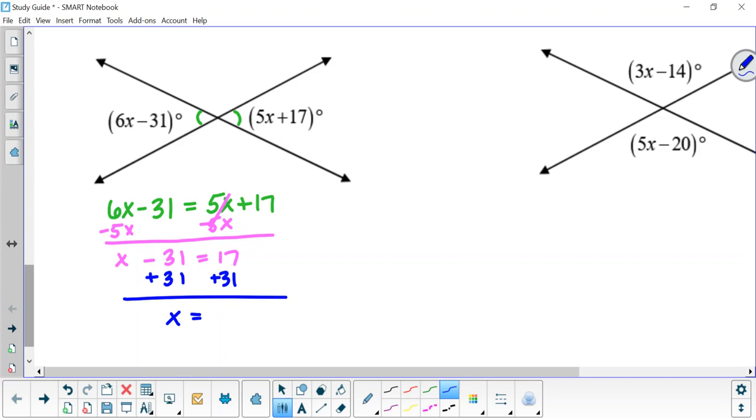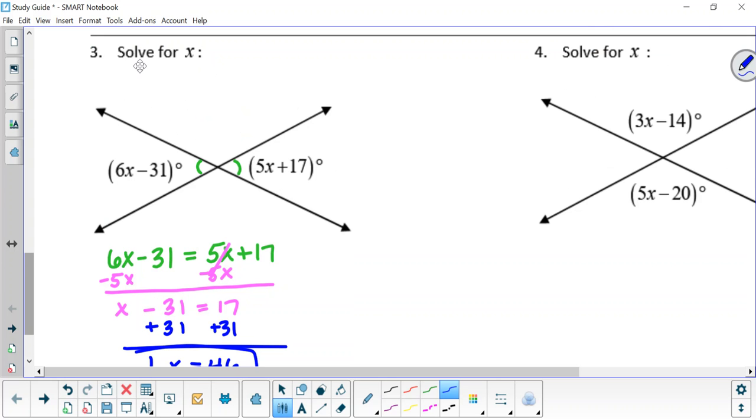So x equals 46. And that's all we had to do because the directions just said to solve for x. If you want to pause the video and try number 4 on your own and check in, go ahead and do that.